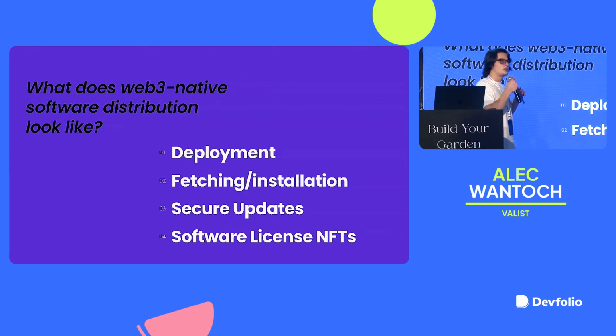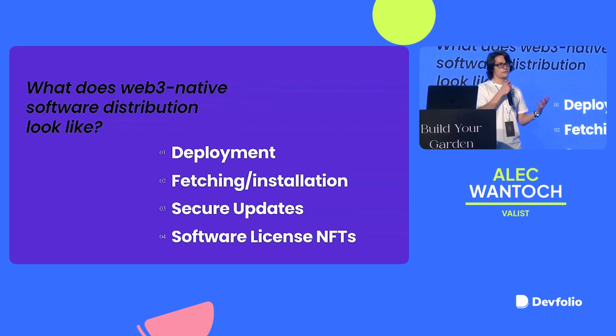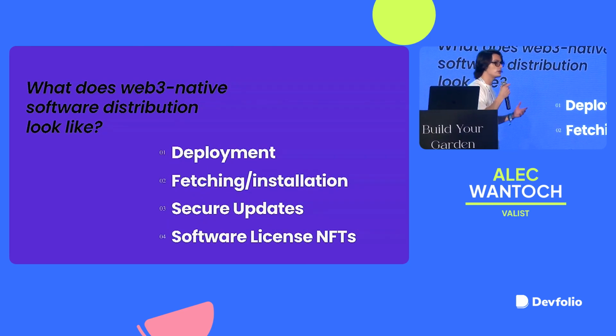So it includes the base fundamental features that you would expect from any software distribution system, which includes being able to deploy your application, being able to fetch and install it in an easy and secure way, as well as auto-updating it. And then we have this awesome thing called software license NFTs, so that if you're actually trying to sell an application, you could go ahead and create, we use ERC 1155 for it.